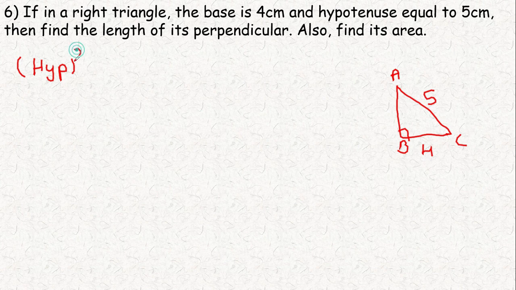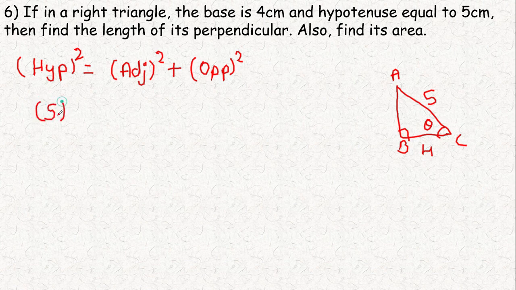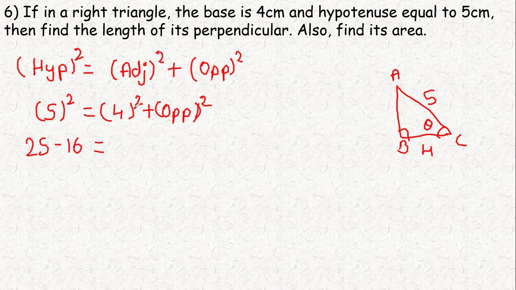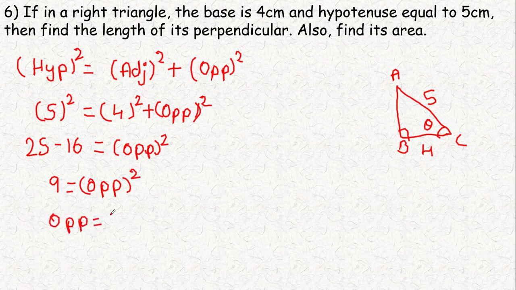Hypotenuse square is equal to adjacent square plus opposite square. Here this will be the theta. Here hypotenuse is 5, so 5 square equals 4 square plus opposite square. 5 square is 25 minus 16. I skipped one step, that's 4 square is 16. I have directly transferred this to the other side, so 25 minus 16 is 9, equal to opposite square. Opposite is equal to 3. Directly when you take root 9, which is equal to 3, this is the length of its perpendicular, which is equal to 3.